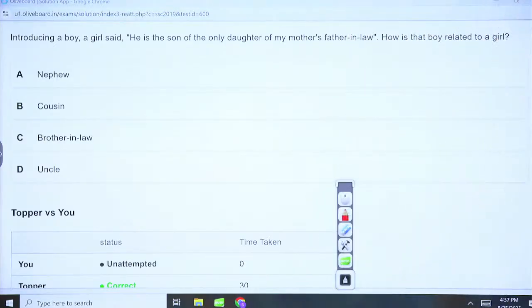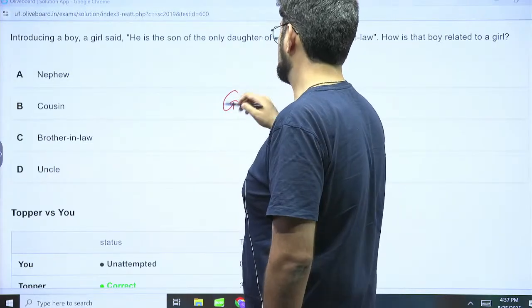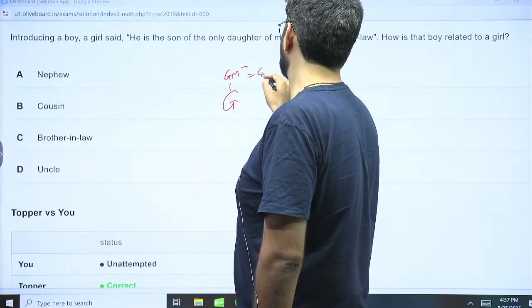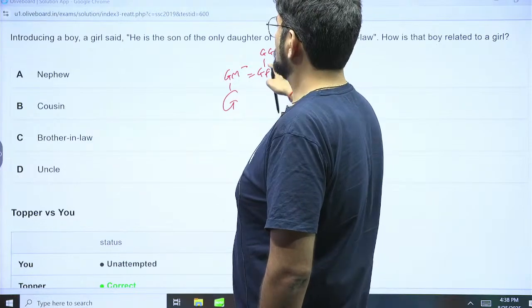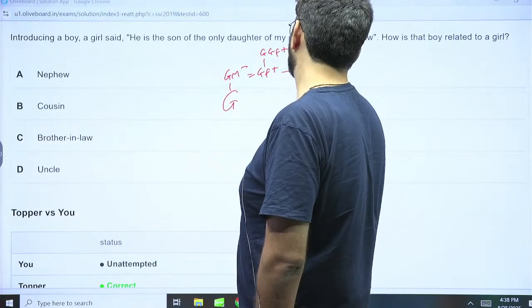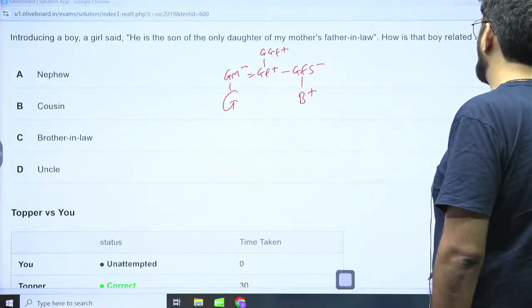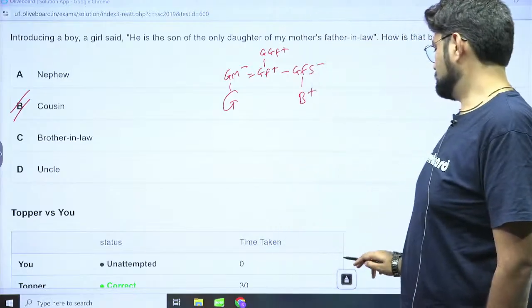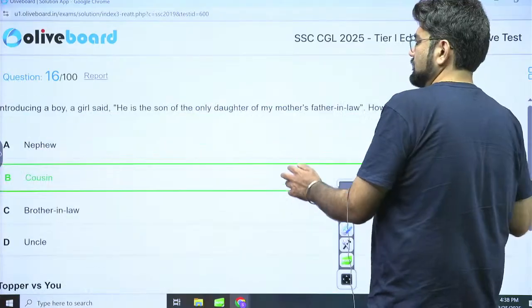Okay, moving out of the frame briefly. Now, introducing a boy, a girl said, he is the son of the only daughter of my mother's father-in-law. So this is the girl's father's sister and this is the boy. How is that boy related to the girl? Cousin? Option B. 30 seconds, very nice, excellent. Easy question. Next.